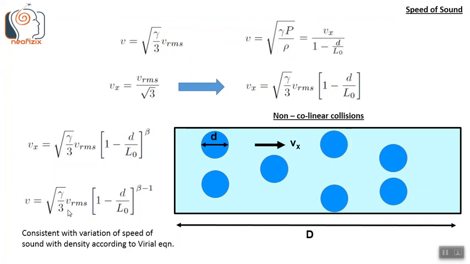But we know that as the density of the gas increases, the speed also varies. This is not apparent from Laplace's formula, but it is experimentally observed, and to deal with that, we use the virial equations, where the ideal gas equation is supposed to break down. So whatever velocity we get from the actual statistical mechanical consideration might have this form of beta minus 1, where beta may be some value less than 1, so that we get an expression consistent with the speed of sound varying with density according to the virial equations. We have to work out the exact expression for Vx from statistical mechanics. But nominally, by equating these two forms, the Laplace equation and the collision-derived formula, we get Vx equals gamma by 3 VRMS into 1 minus d by L naught, which can be experimentally verified in a gas.